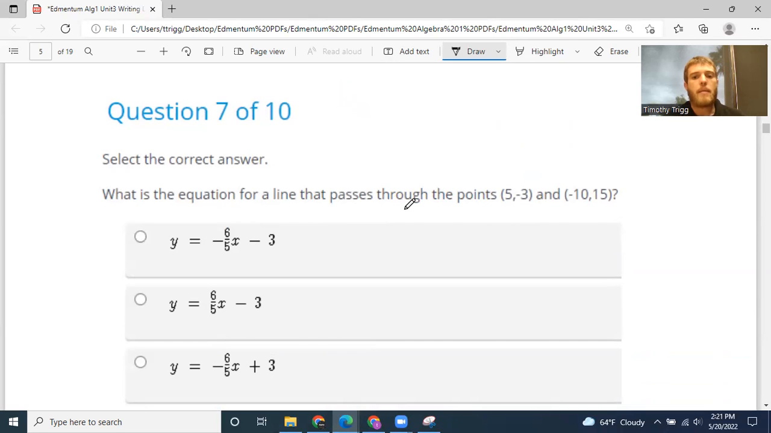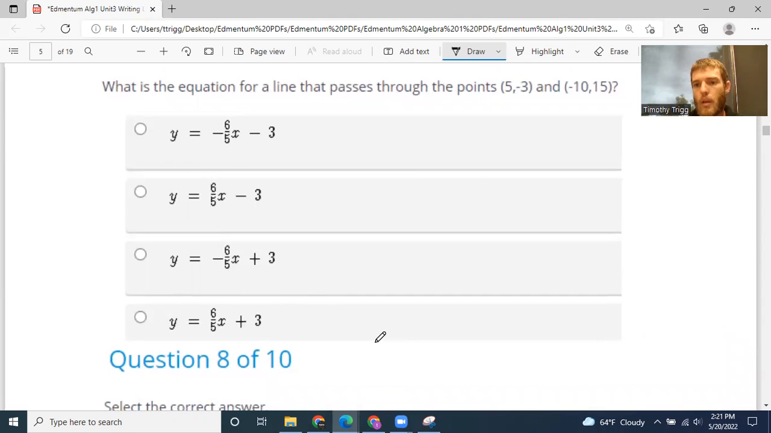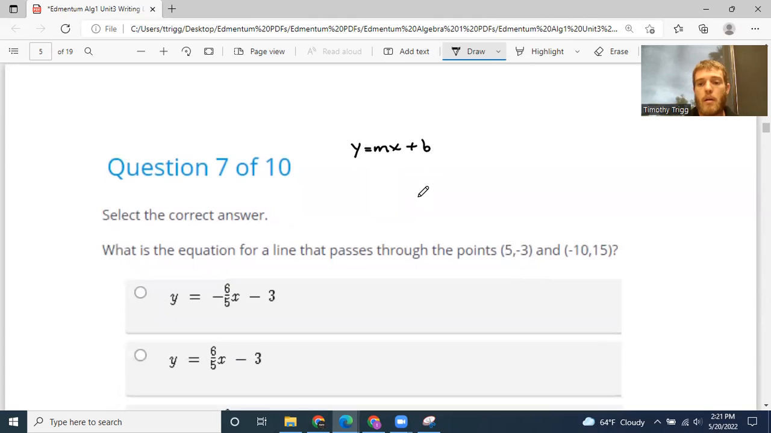Next, find the equation for a line that passes through the points 5, -3 and -10, 15. So once again, we want to get into the slope-intercept form, y equals mx plus b. And how do I know I want this form? Well, that's because all my answers are in that form. But if my answers were in a different form, I would not use this form. But anyway, let's go ahead and find our slope. Find our m. Once again, that's the rise over run.